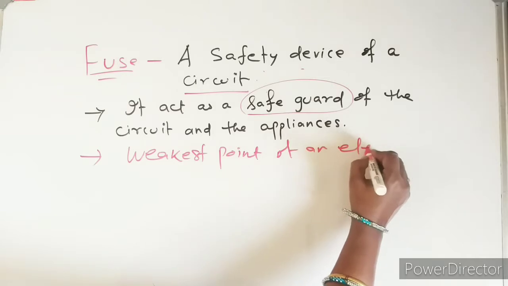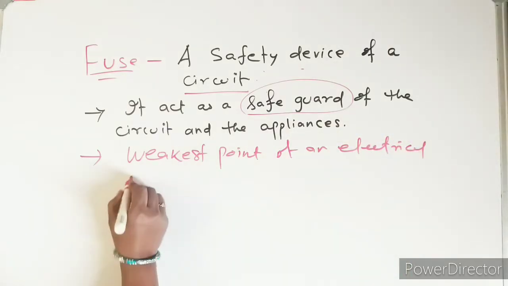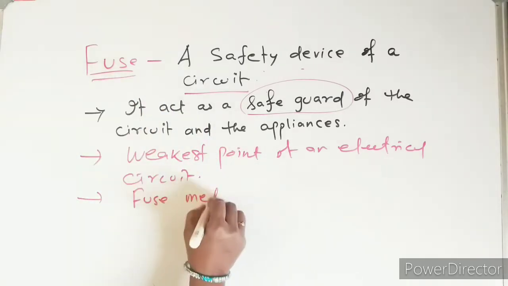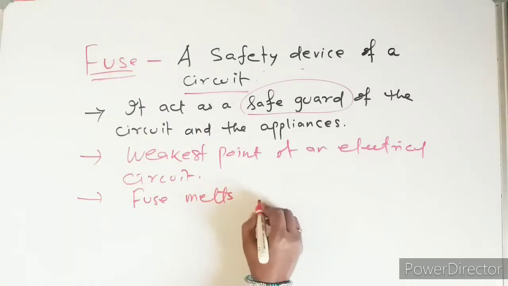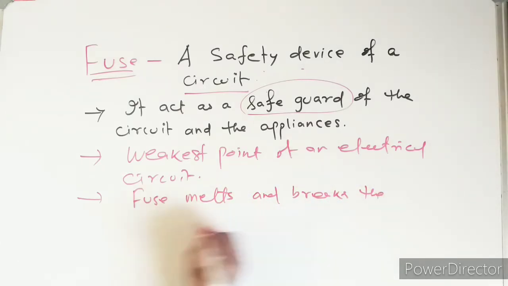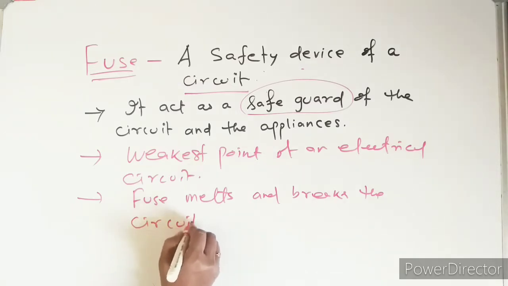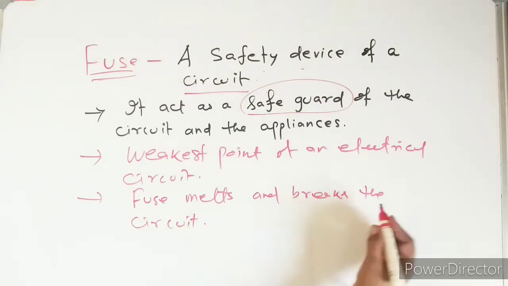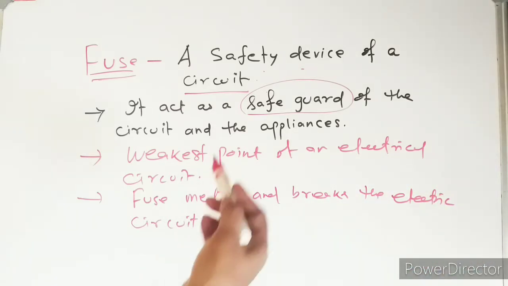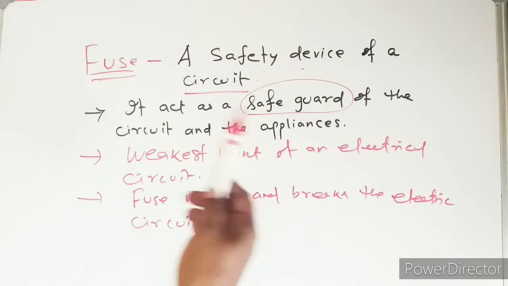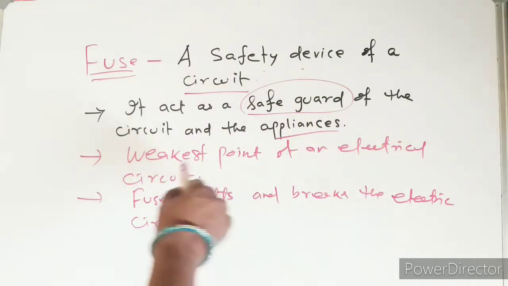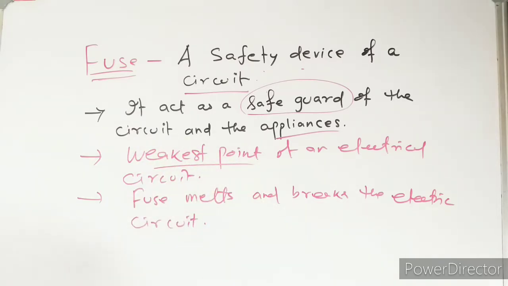of an electrical circuit. And also we can say this fuse melts and breaks the circuit. Okay, so the fuse is the safety guard, the safety device of this circuit and the appliances. We can say it is the weakest point of this electrical circuit.